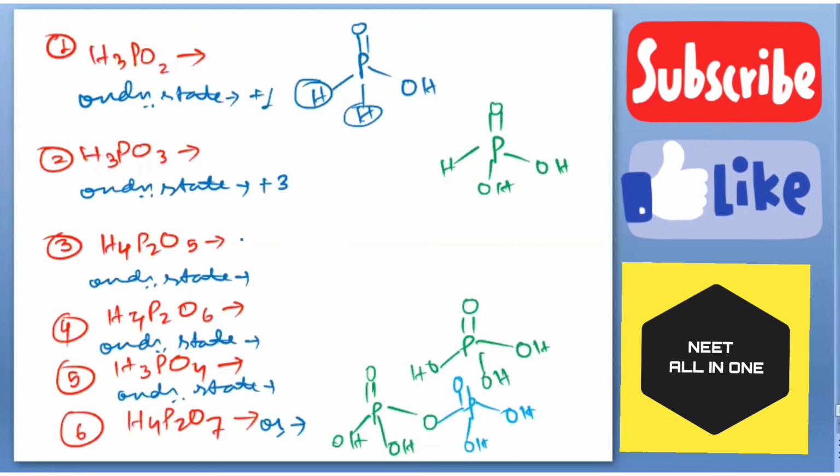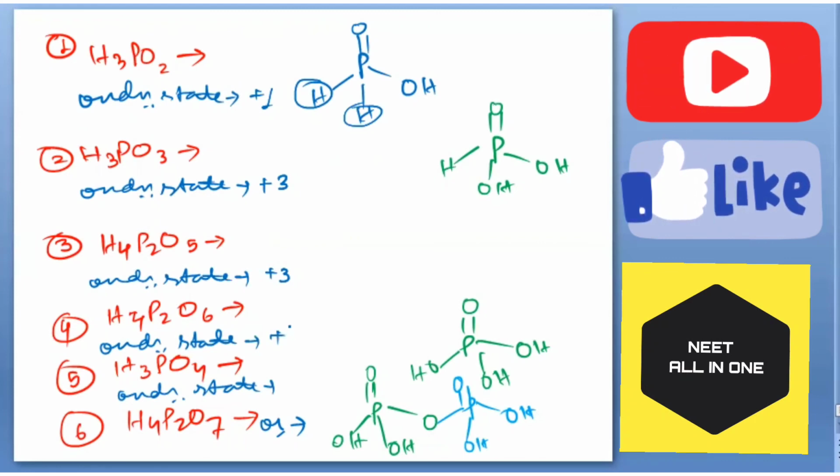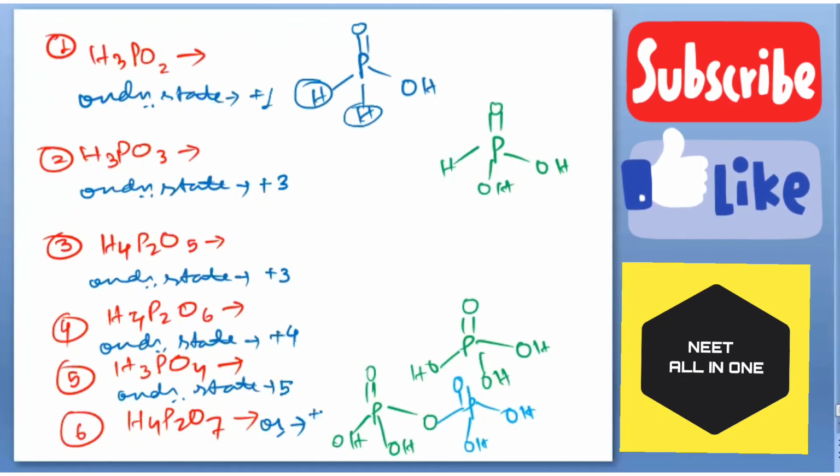Then H4P2O5, its oxidation state will also be +3. Its structure is not that important. So the fourth acid will be H4P2O6. It is +4. And for H3PO4, we can see its oxidation state will be +5. And here we can see every hydrogen is replaced with OH, and now we are seeing H4P2O7. So its oxidation state will also be +5. And here a characteristic bridging O is present. Okay, so if they ask you in which of the following acids bridging oxygen is present, that will be H4P2O7.